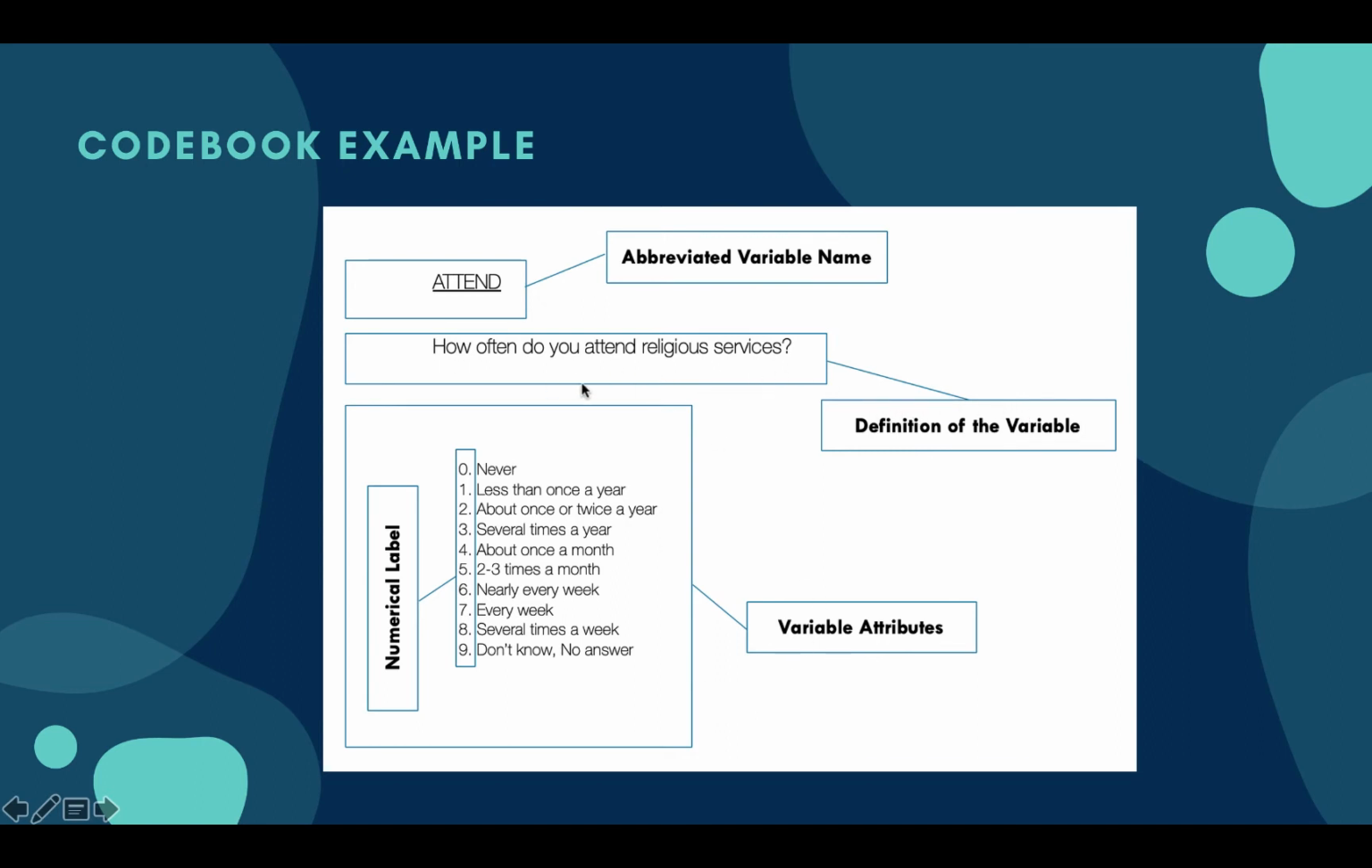We have variable attributes, 0, never, less than once a year, about once or twice a year, all the way up to don't know and no answer. Here, we've attached numerical labels to these attributes. So if I give somebody the attend variable and ask them how often do you attend religious services, and I see in the data set that they have 7 listed there, does that mean they went 7 times, or 7 times a week, or 7 times a year? No, what that means is, let's look at the numerical label for the variable attributes. We see that 7 indicates every week. So it's not several times a week, it's every week.